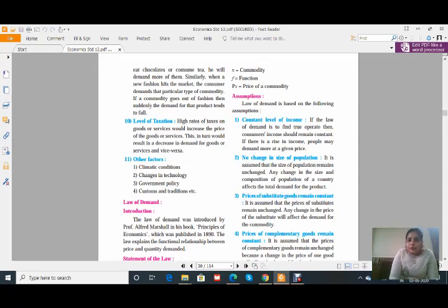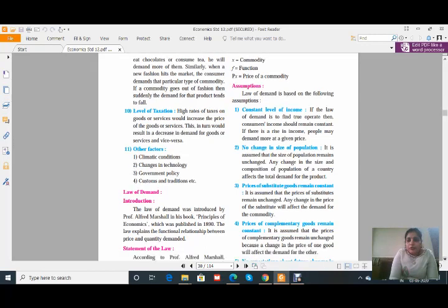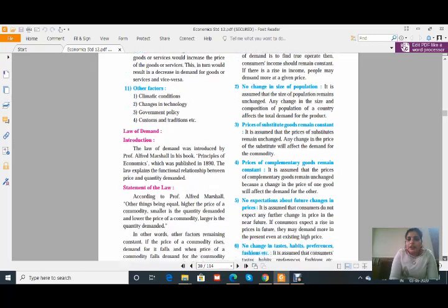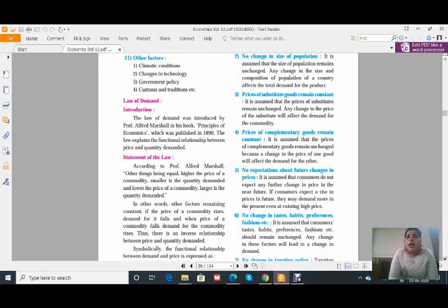Then price of substitute goods remains constant. Substitute goods, all of you know about this. I think we have already discussed substitute goods, and in that case if the price of substitute goods changes, then the demand for our commodity will also change, and that's why prices of the substitute goods should remain unchanged, or they should remain constant. Then the fourth one is prices of complementary goods remain constant.